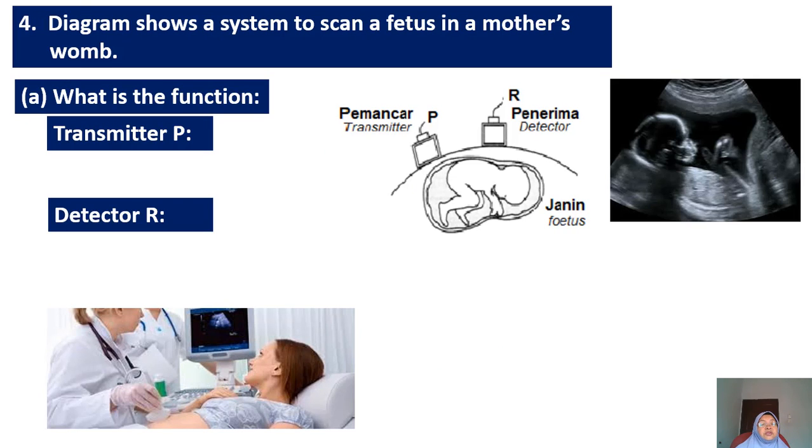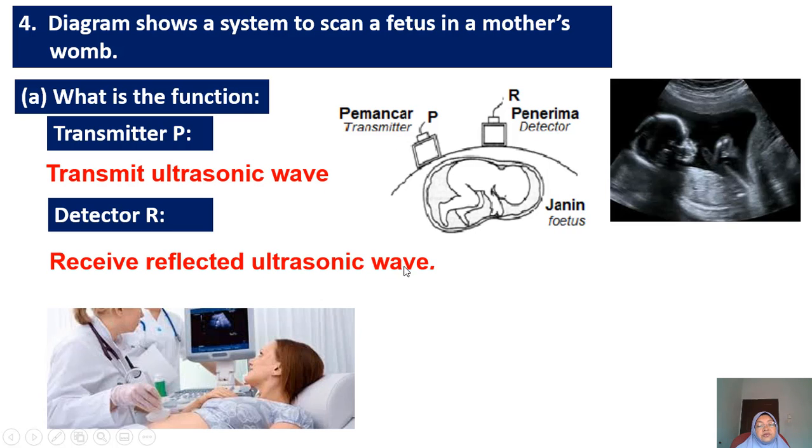Application 4. The diagram shows a system to scan a fetus in a mother's womb. What is the function of the transmitter? This is the transmitter, this is the receiver or the detector. The transmitter transmits ultrasonic wave, and the detector receives reflected ultrasonic wave from the fetus. This is a picture of the image you get from the ultrasonic system.